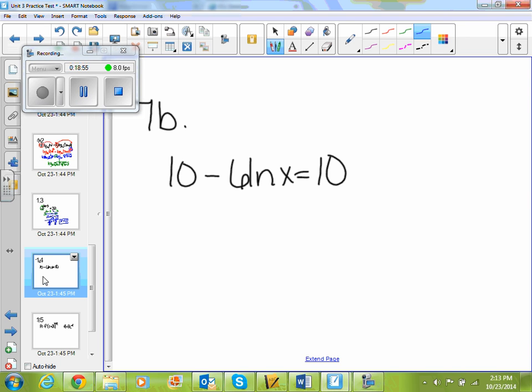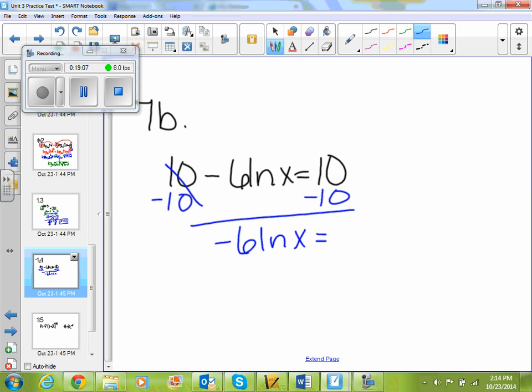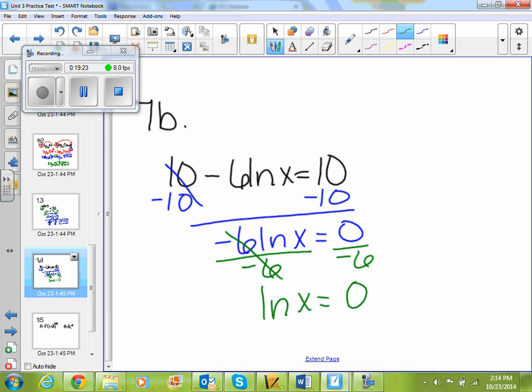Alright, if I look at b, I have 10 minus 6 natural log of x equals 10. So I'm going to subtract 10 from both sides. So I get negative 6 natural log of x equals 0. And if I divide by negative 6, then I get natural log of x equals 0.